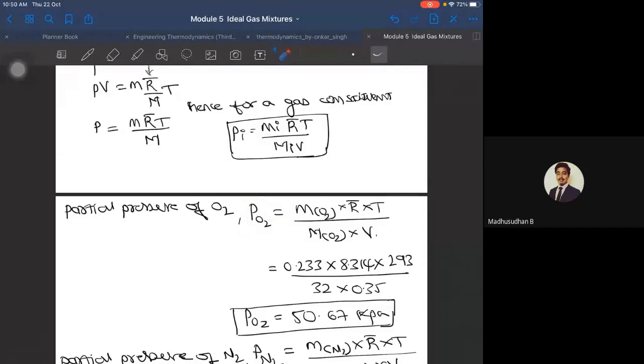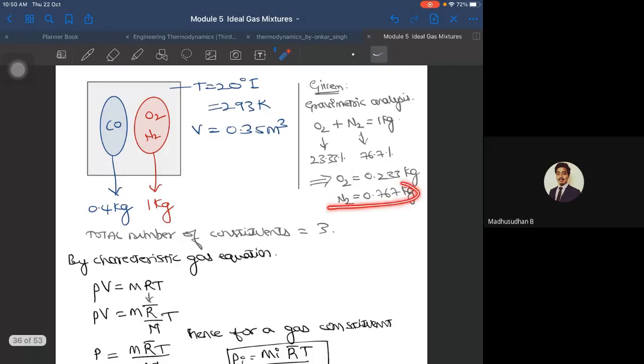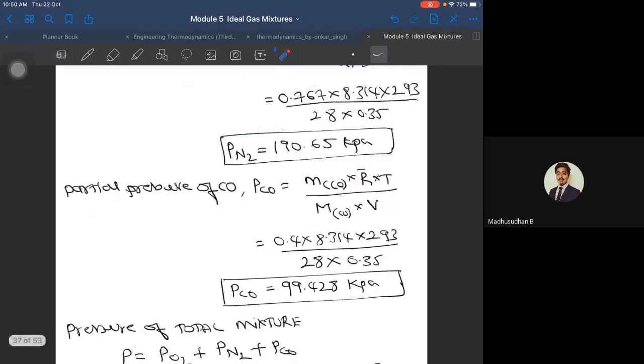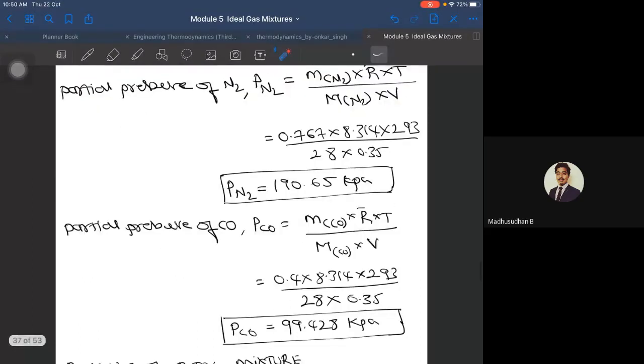Similarly, it is the same for N2, where you have to substitute the mass of N2 and the molecular weight of N2. Molecular weight of N2 is 28. The mass of N2 you have calculated here. The same goes for CO also. CO is mass of CO into R dash T divided by capital M of CO. The mass of CO he has given as 0.4 kg. Next, capital M of CO is 28. Just substitute the values and you'll get the partial pressures of N2, CO and O2.